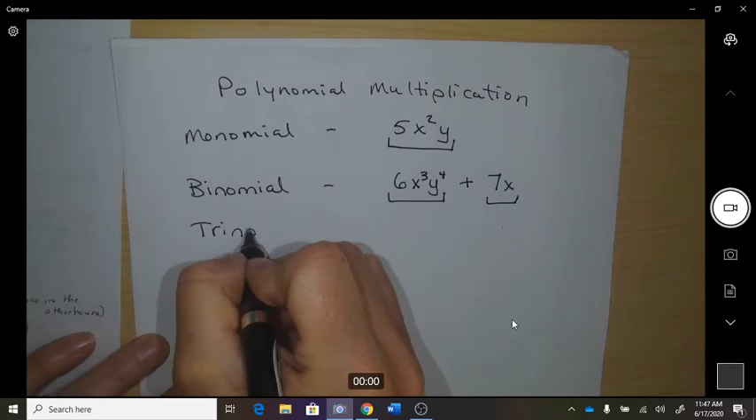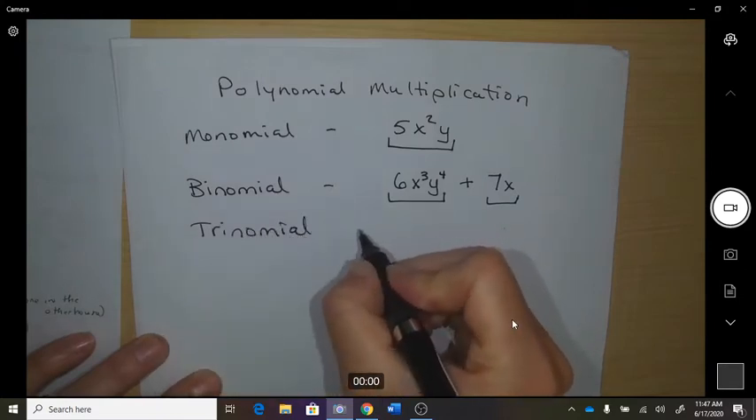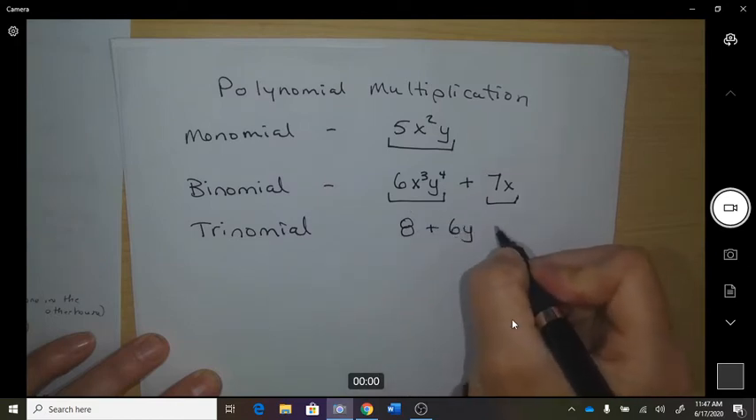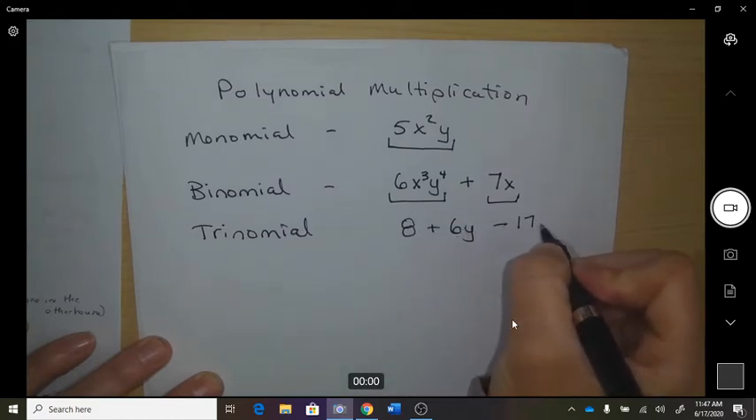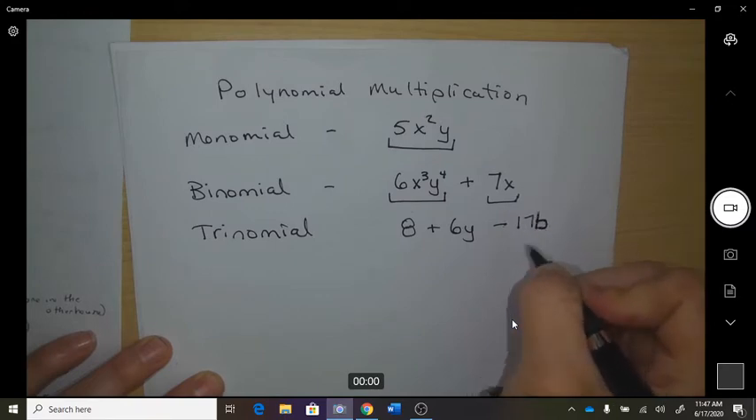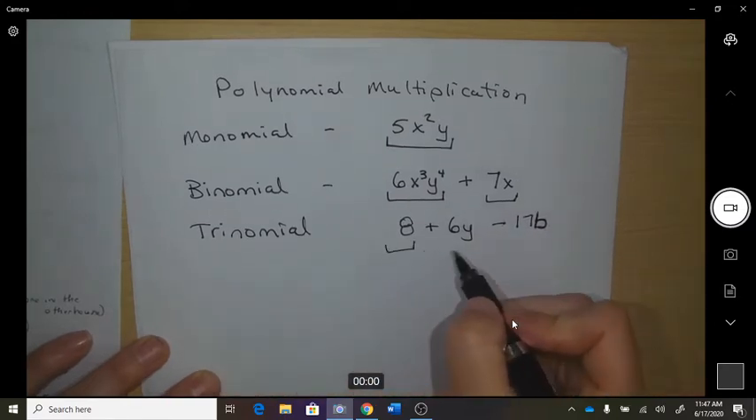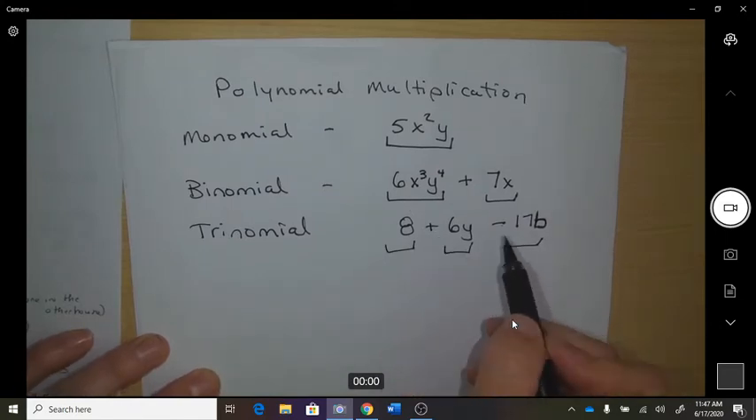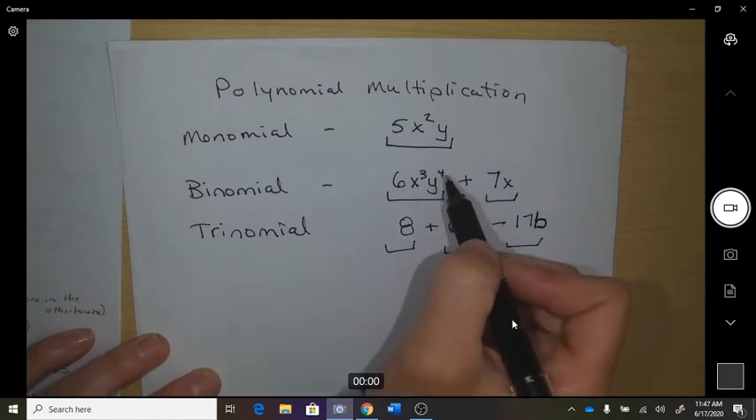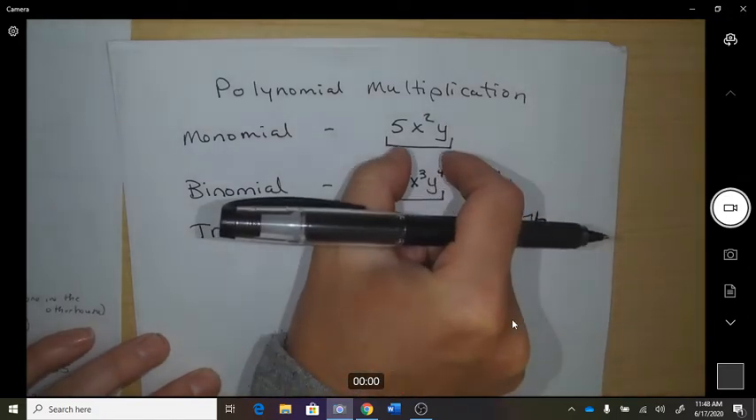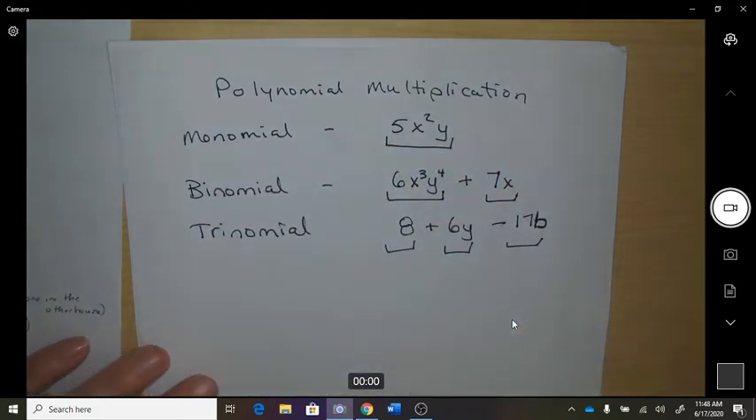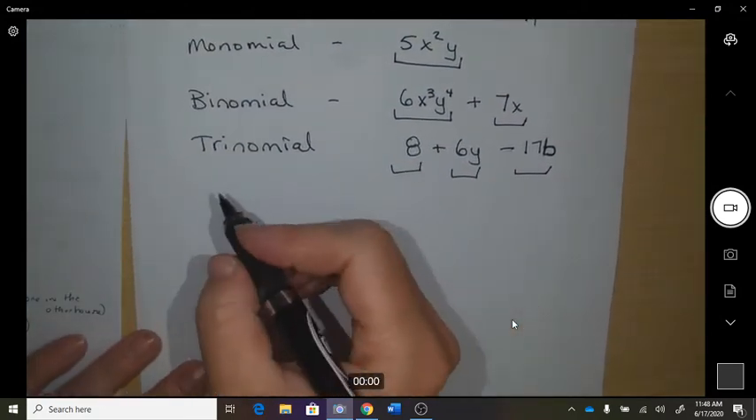So a trinomial would have three terms. Something like this would be a trinomial, where there's one term, two terms, and three terms. You can see that they're separated with adding or subtracting, okay? But as soon as something is multiplied with each other, it is connected and glued together.